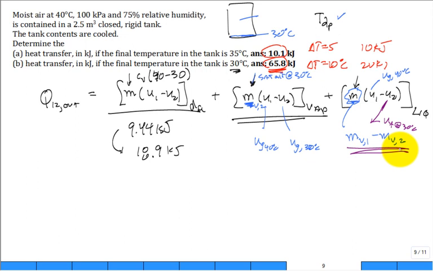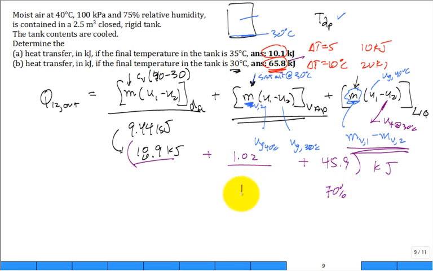So let me just give you a summary of the calculations. This was about 18.9 to cool the dry air, about 1.02 to cool the vapor that stays in the vapor, and then to cool some of the vapor that condenses and turns into liquid is 45.9 kilojoules. So when you add those all up, you get about 65. So this is about 70% of the heat transfer. It's not even cooling it to 35. It's really to condense some of that liquid. And it's a minuscule, about 1.6% to cool the vapor, and then about 29% to cool the dry air.